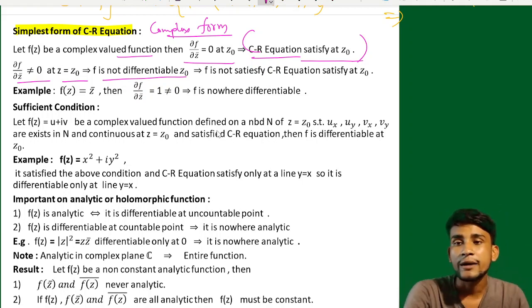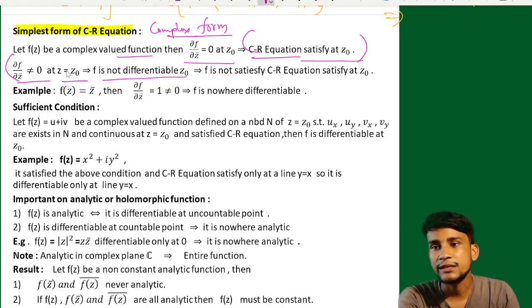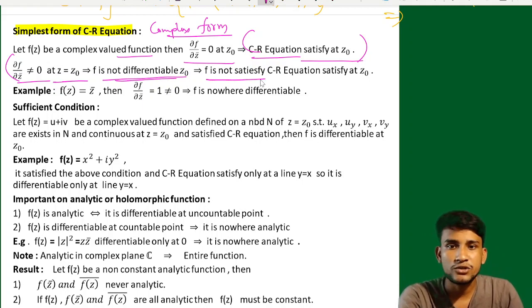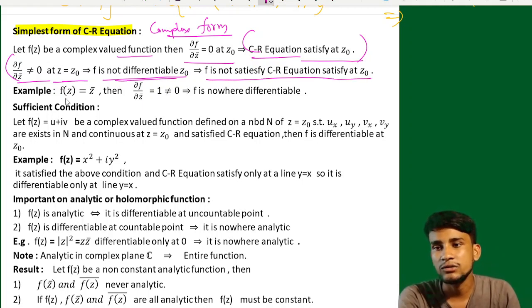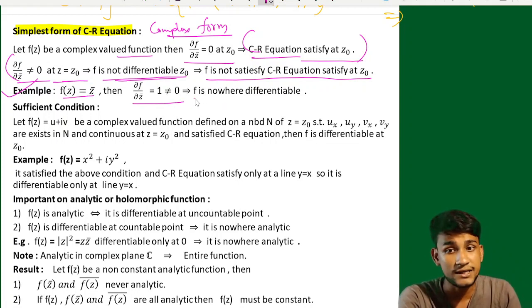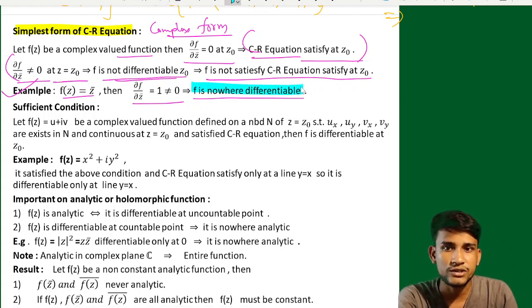To check non-differentiability of a function, if del f by del z bar is not equal to 0 at that point, then we clearly say that f is not differentiable, that is, f does not satisfy the CR equation at z equal to z0. For example, if we take f(z) equal to z bar, then del f by del z bar equals 1, which is not equal to 0, so f is nowhere differentiable. This is an important term: nowhere differentiable.